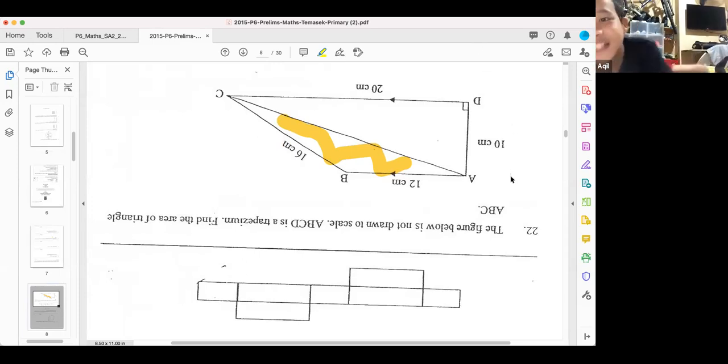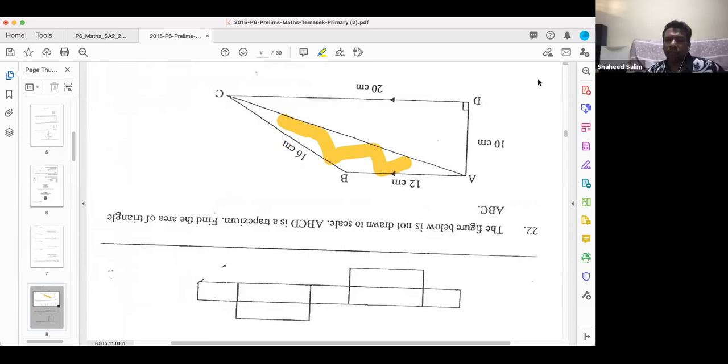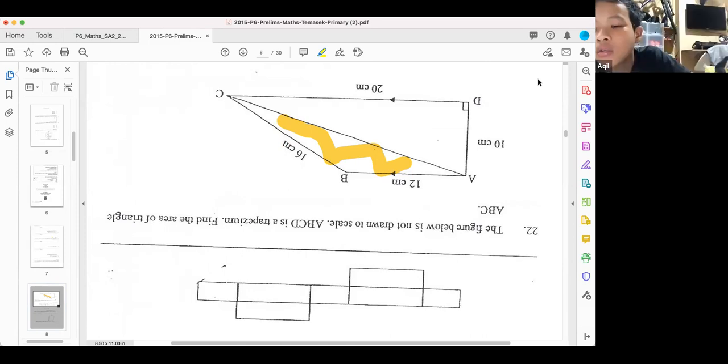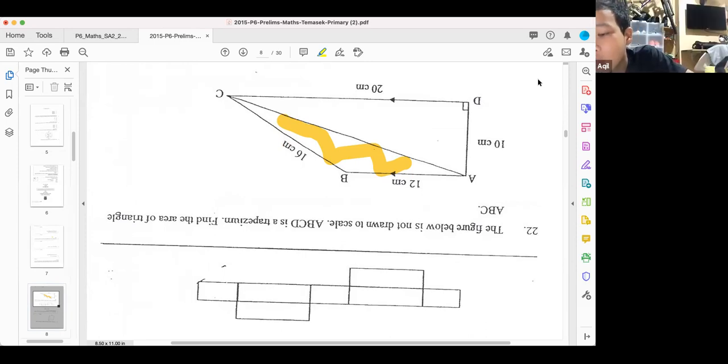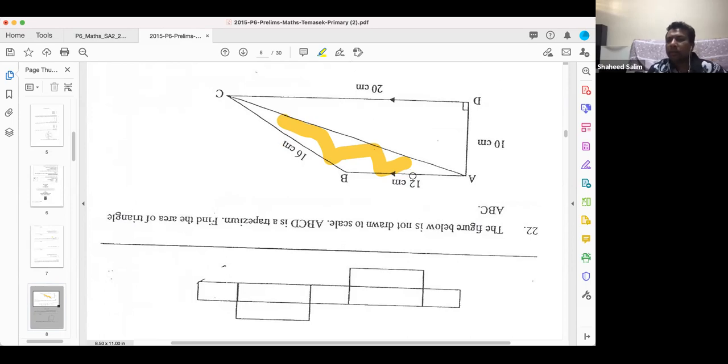Okay. So 10 is, 12. Then the formula is half times base times height. 10 times 12, divided by 2 equals 60, right? 60. Okay, so let us see. Izzat says 96. Akil says 60.